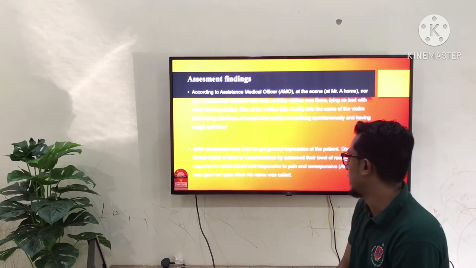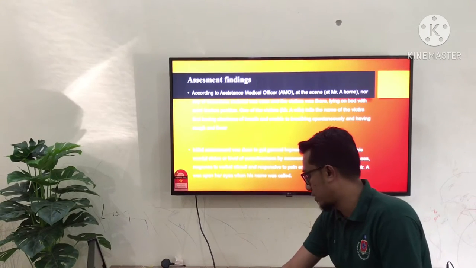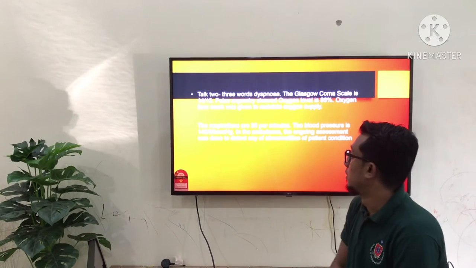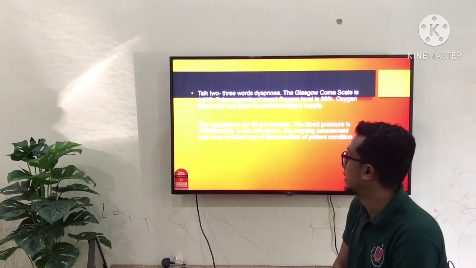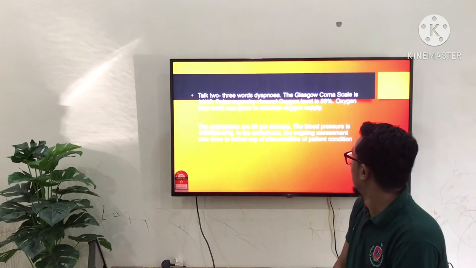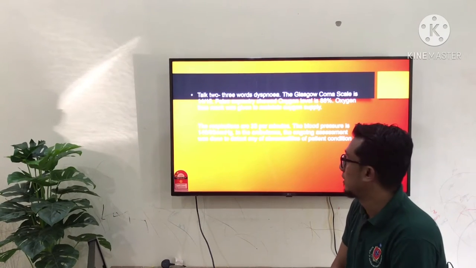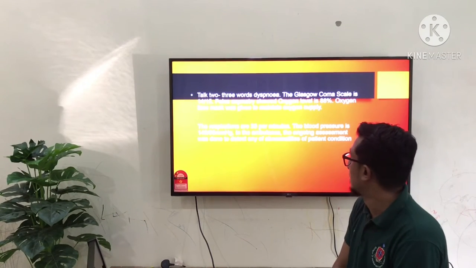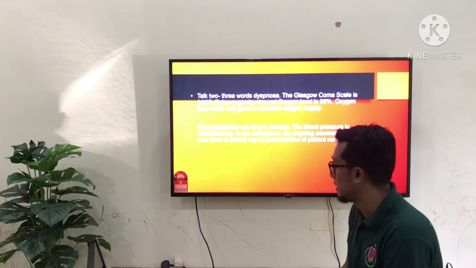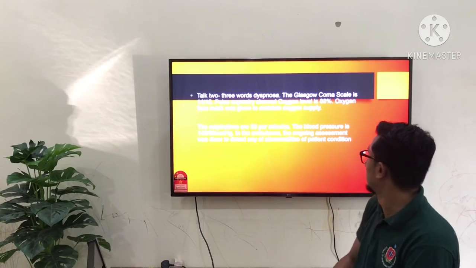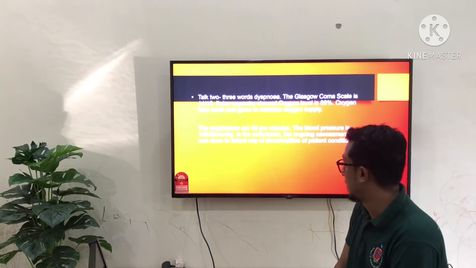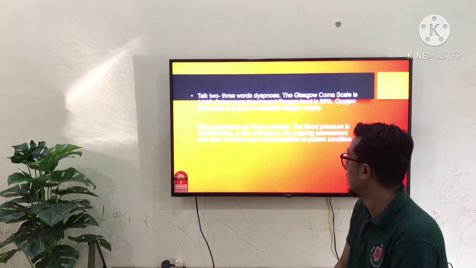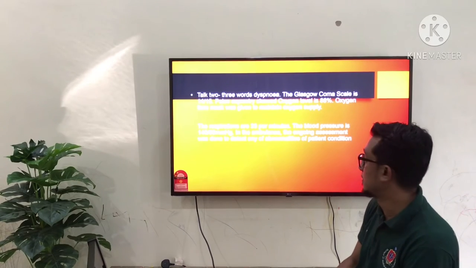Mr. A opened his eyes when his name was called. Okay, dia talk in three words, dispnya. Sebab dia penat kan, dia cakap pun dia tak berapa ni lah, dispnya. The Glasgow Coma Scale is 14 over 15. Pulse oximetry shows oxygen level is 88%. SpO2 dia dah low sikit. Oxygen face mask was given. FA tu dah bagi face mask untuk oxygen supply.